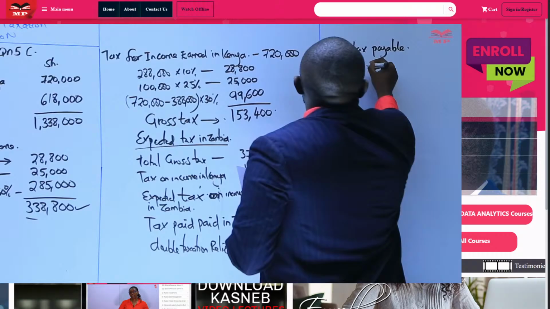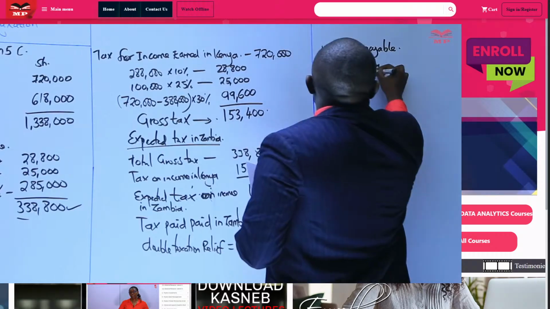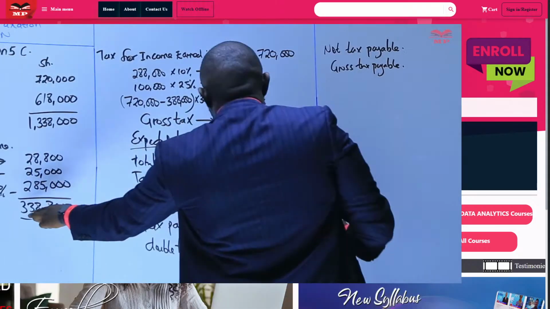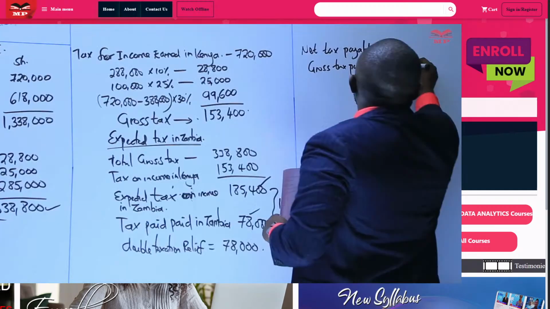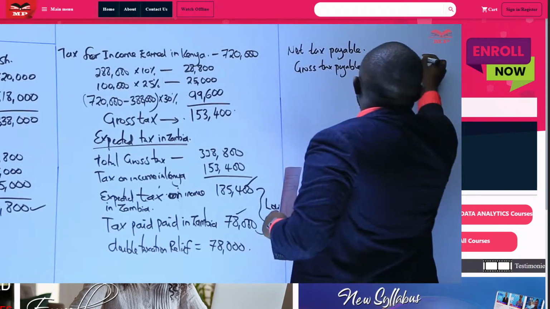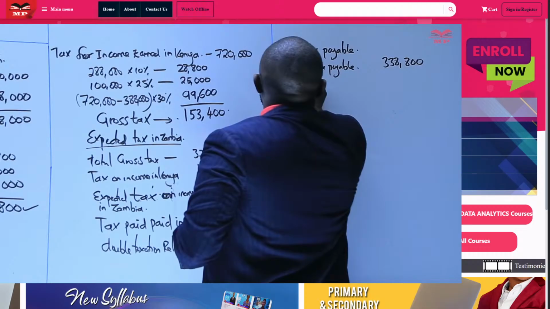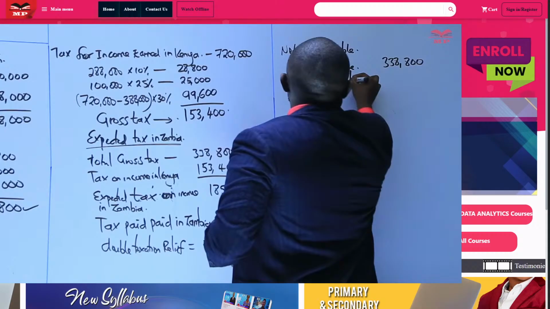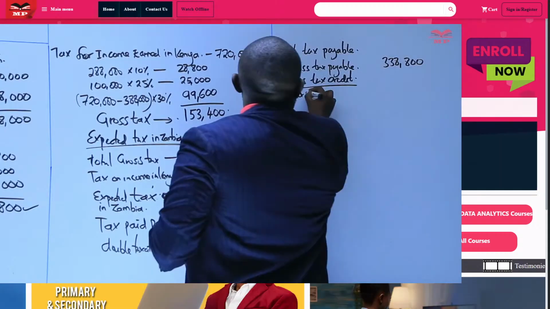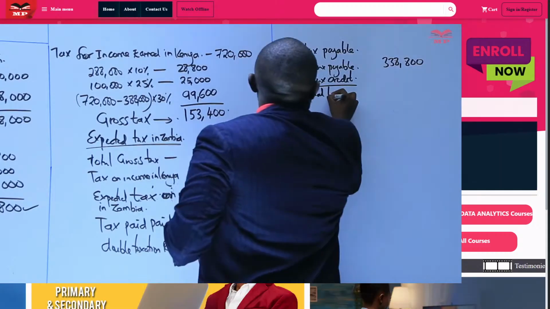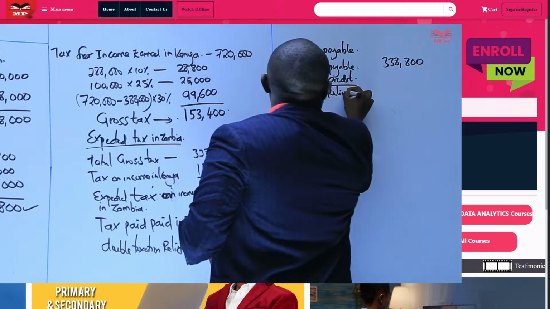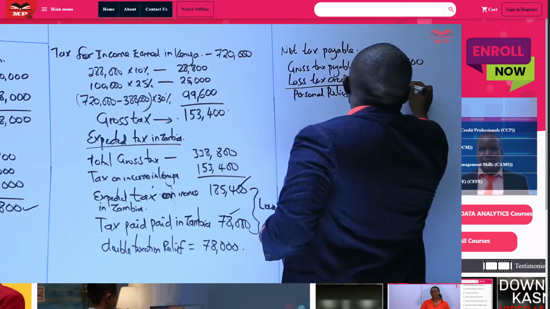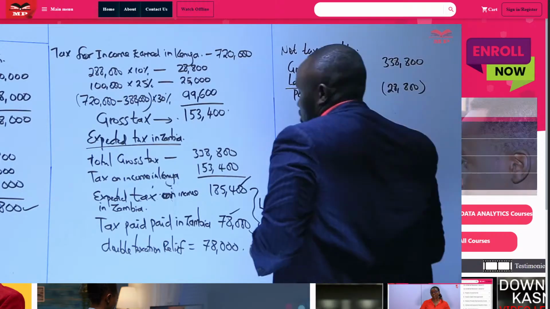The gross tax payable on our first figure was 338,800. Then we less what we call the tax credits. One of the tax credits is what we call personal relief. So personal relief, we have it as a figure of 28,800. We less that, entitled to all residents. That is a personal relief.